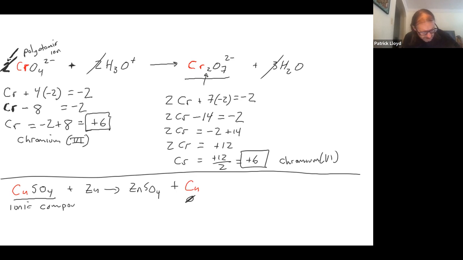You recognize that as an ionic compound, right? It's got a metal and a non-metal. You think of it as ions. You've got the metal ion, and then you've got the non-metal ion, which is the polyatomic ion in this case.